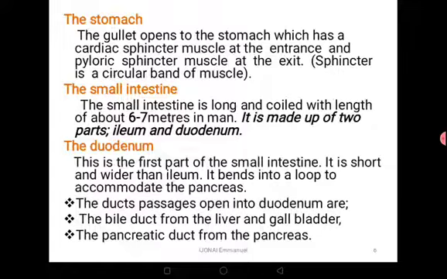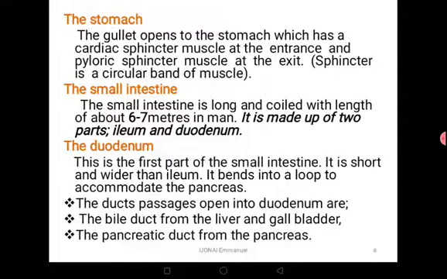Then after the stomach, we have the small intestines. The small intestines are long and coiled, with a length of about 6 to 7 meters in man. Can you imagine? 6 to 7 meters. It's very long, but you cannot see the length because it's highly coiled. But when you stretch it, it's about 6 to 7 meters in an adult man.